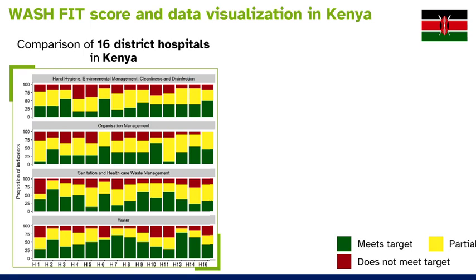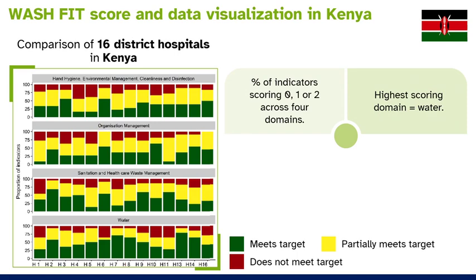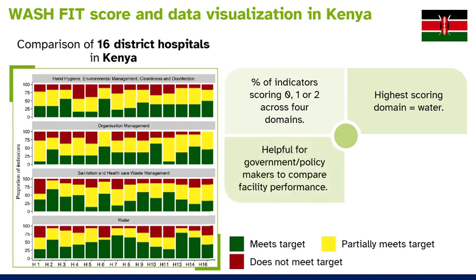Let's look at an example from Kenya. There, the washpit score was used to conduct a comparative analysis across 16 district hospitals. This analysis focused on the percentage of indicators scoring 0, 1, or 2 within 4 key domains, which the chart on the screen shows. The results highlighted water as the highest scoring domain, providing valuable insights for government officials and policymakers to benchmark facility performance.